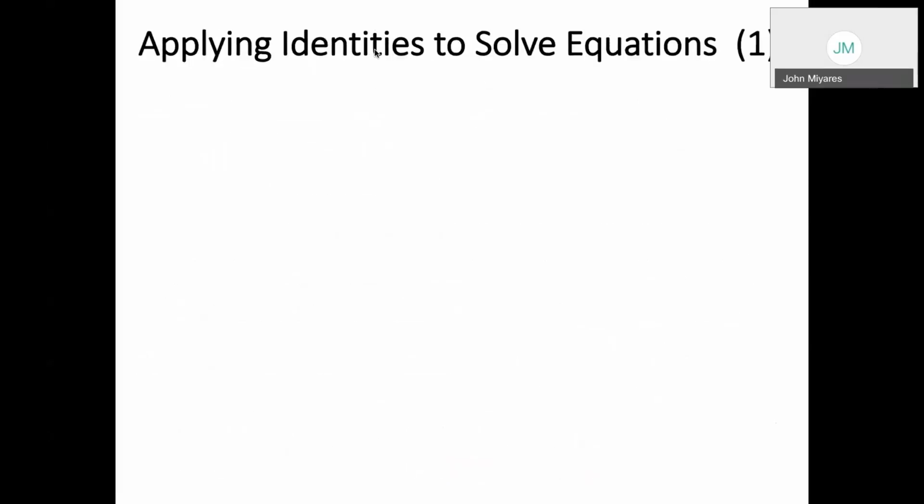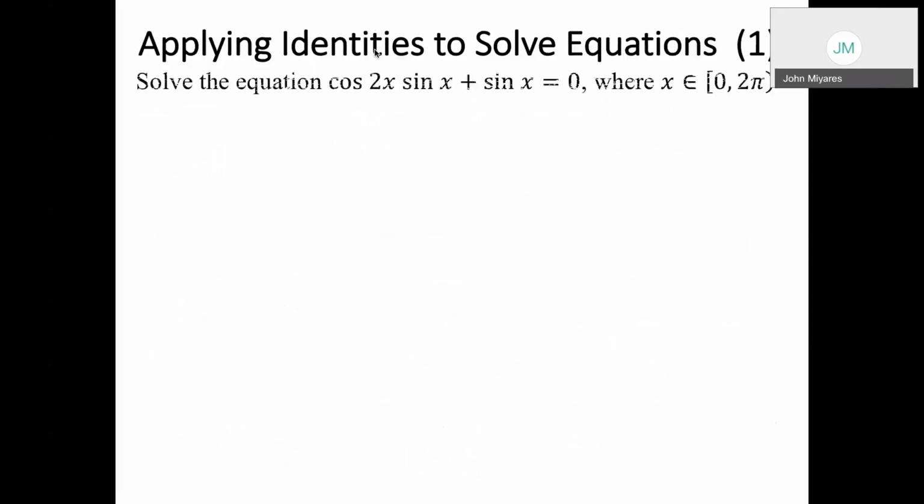The last type of equations we want to approach are ones where we're going to be using some of the trigonometric identities covered in sections 7.1, 7.2, and 7.3 to rearrange the equation before we can hope to solve for x. Here is one such example. Suppose we want to solve the equation cosine 2x times sine of x plus sine of x equals 0, and we want to look for just primary solutions between 0 and 2 pi.